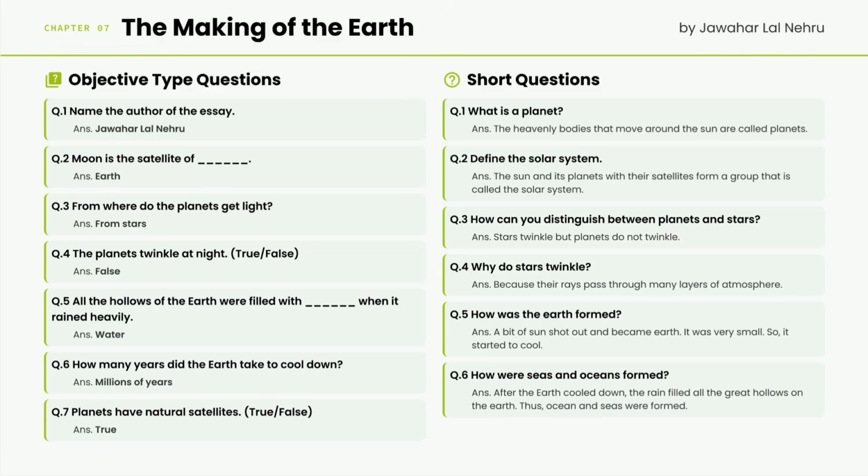Question 5. How was the earth formed? Answer: A bit of sun shot out and became earth. It was very small, so it started to cool. Question 6. How were seas and oceans formed? Answer: After the earth cooled down, the rain filled all the great hollows on the earth. Thus, oceans and seas were formed.